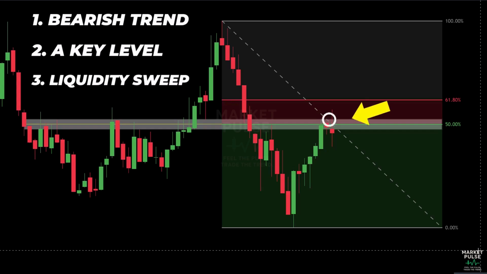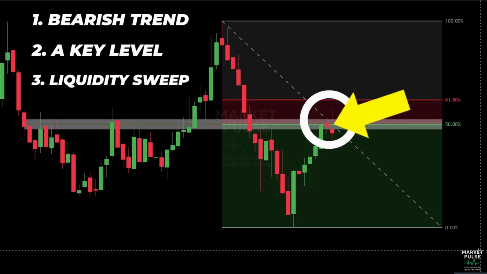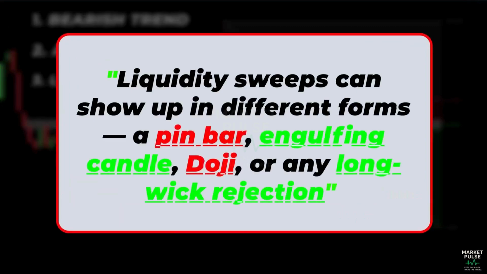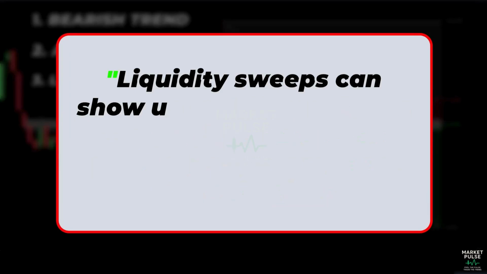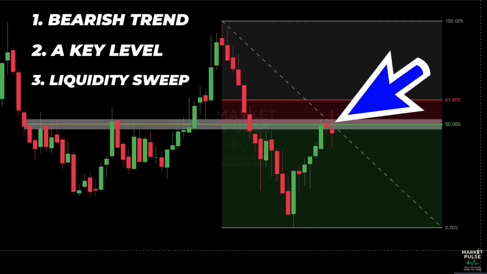Now we wait for the liquidity sweep. And there it is, a candle with a long upper wick that briefly breaks above the resistance, grabs stop losses, then closes back below. That's your signal. The manipulation is complete, and sellers are likely stepping back in. Liquidity sweeps can show up in different forms: a pin bar, engulfing candle, a doji, or any long wick rejection. The key is the same. Price fakes out traders, then snaps back.